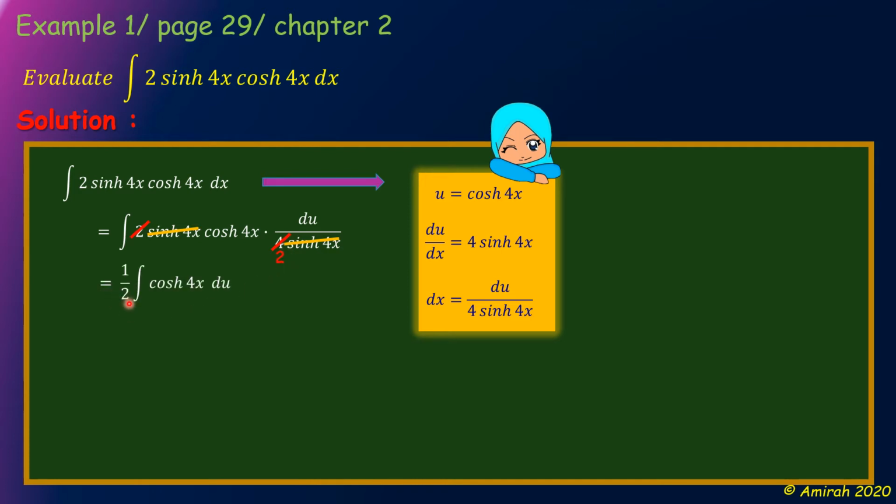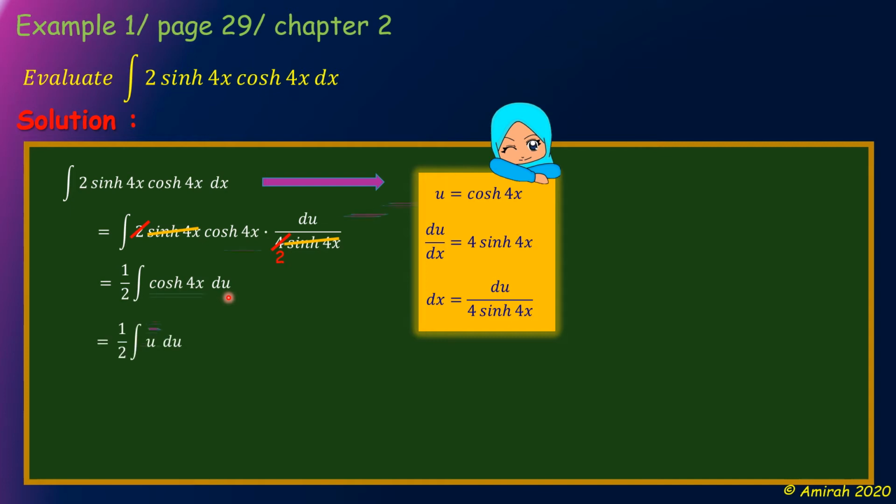So after we simplify, we have half. We move out the half. We have half integration of cosh 4x du. Until here, we still cannot integrate because we have cosh 4x in terms of variable x and at the back we have du. So we still cannot integrate.